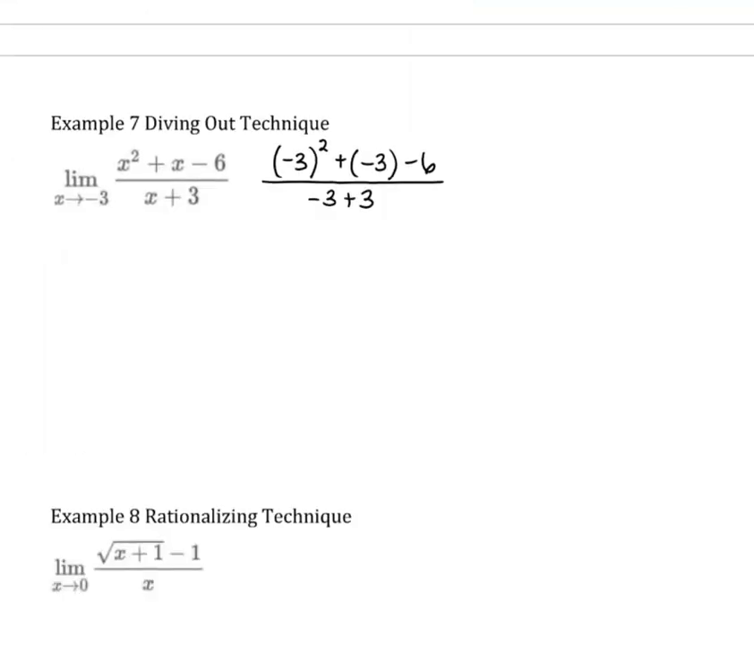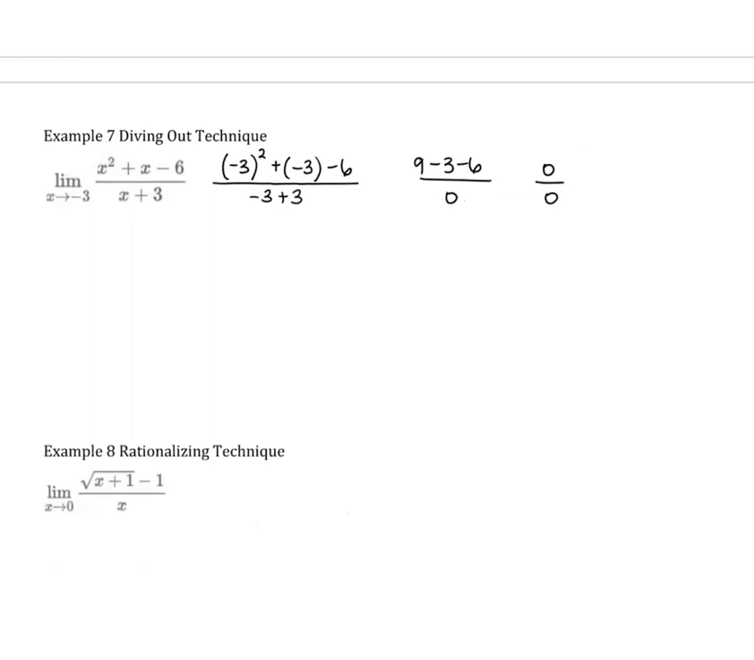Example 7. First things first, a rational function, we need to try direct substitution. So I have plugged in -3 for all my x's. I'm going to keep simplifying this. And I am left with 0 over 0. Okay, so I'm going to erase these equal signs because things do not equal 0 over 0. But this indeterminate form in particular tells me that I need to cancel the common factor.